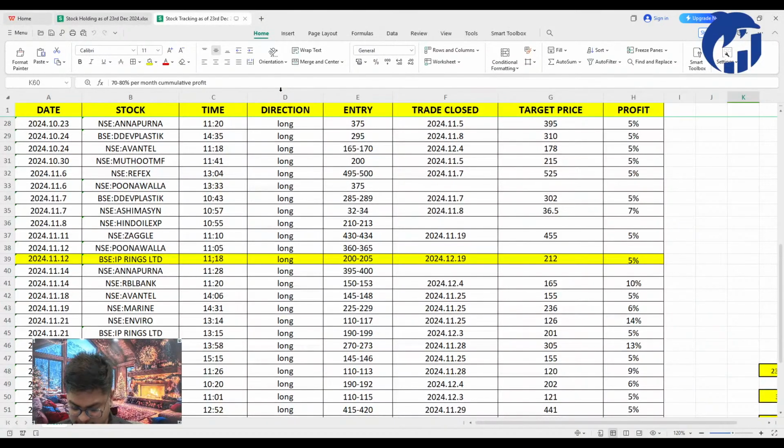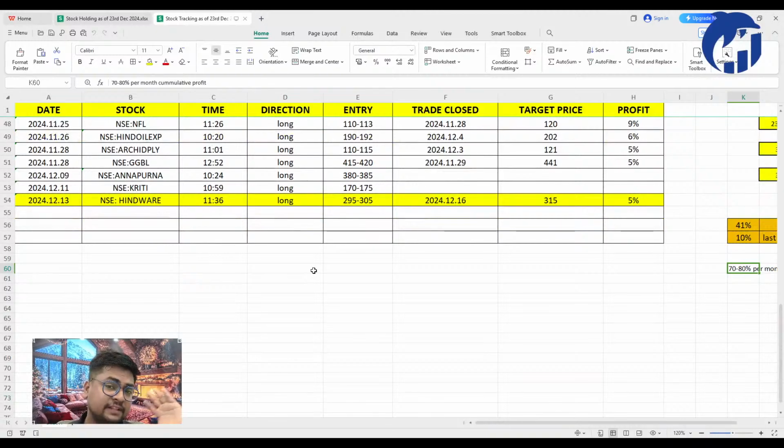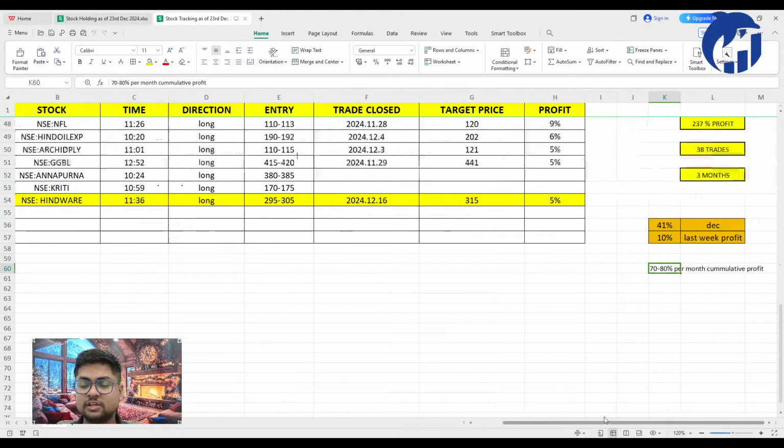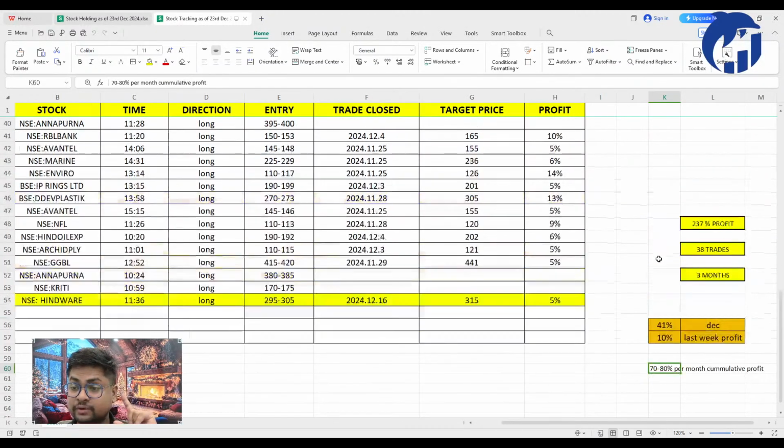So these are the things I want to explain to you. Just remember, we have stocks that have been consistently delivering you returns. We have made entries in many stocks, 53 entries as of now, and we are able to deliver returns of 237% over 3 months, and we have only closed 38 trades as of now. So just imagine the profitability we are able to generate for you. In just 38 trades, we have generated a 237% cumulative profit.